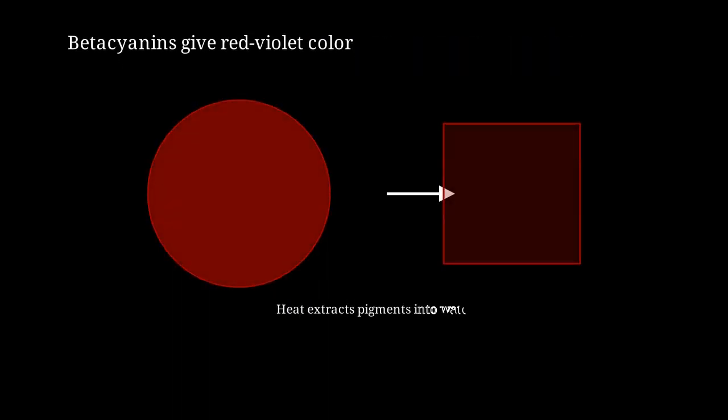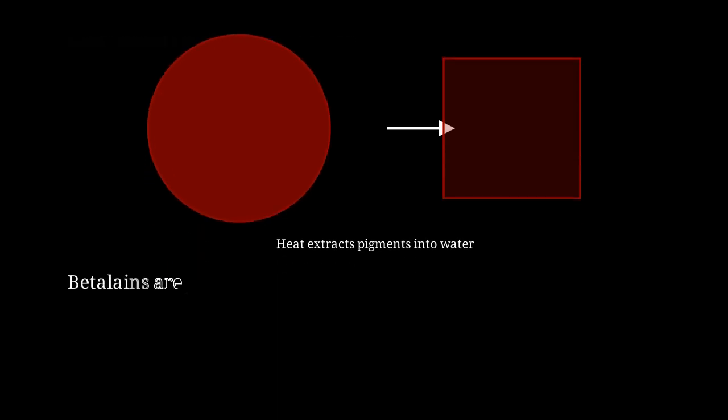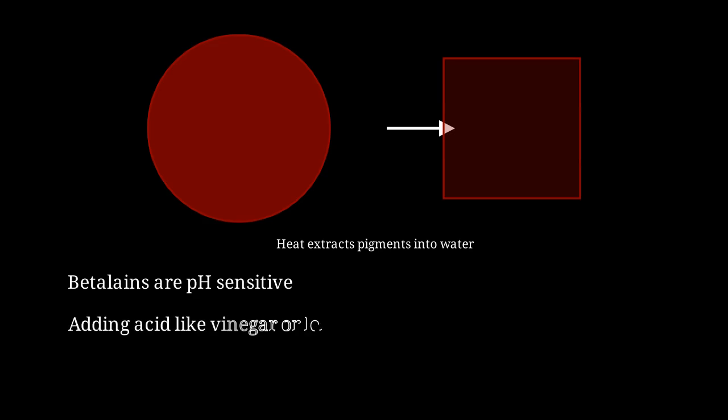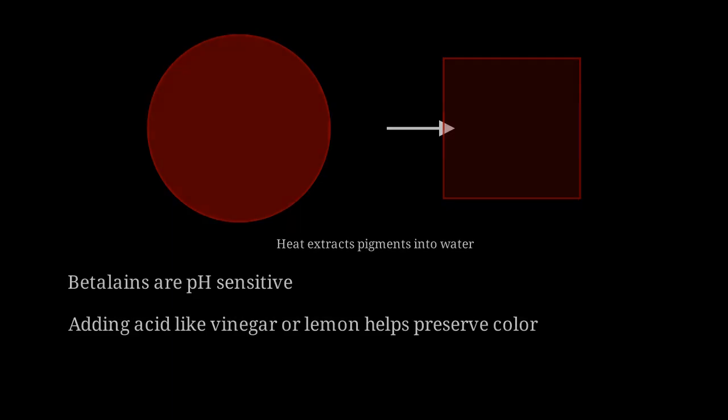When you heat beets in water, the cell membranes break down and betalain pigments leach into the surrounding liquid, giving the soup its characteristic color. Here's an interesting fact. Betalains are pH sensitive. They're most stable and most red at pH values between 4 and 7. This is why many borscht recipes call for vinegar or lemon juice. The acid helps maintain the bright red color and prevents degradation.